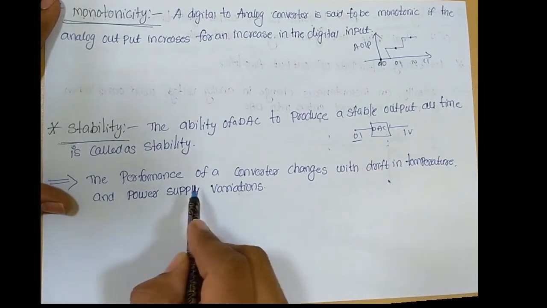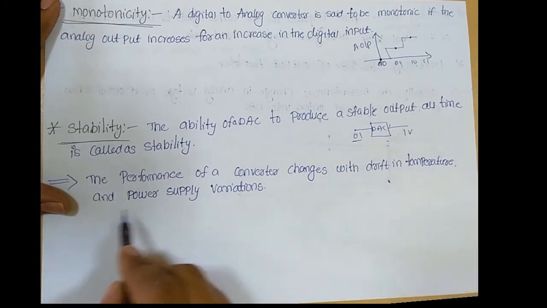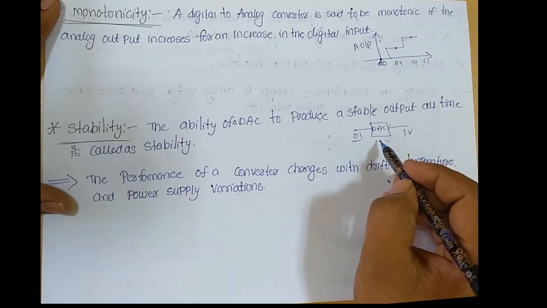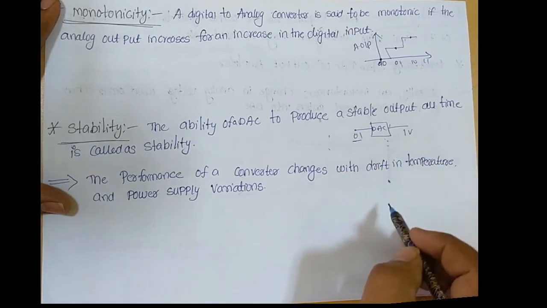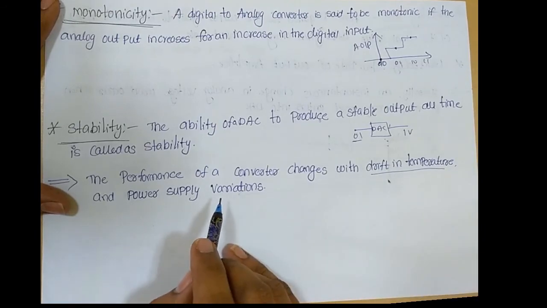The performance of a converter changes with the drift in temperature and power supply variations. So the performance of this digital to analog converter is affected by changes in temperature drift and power supply variation.